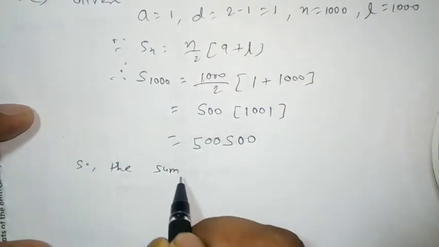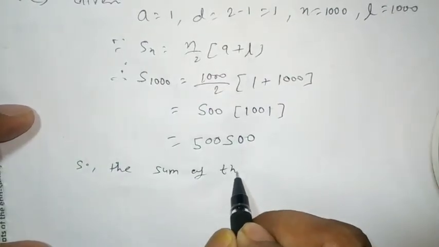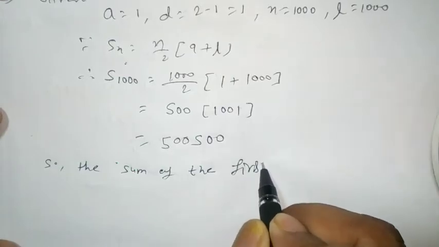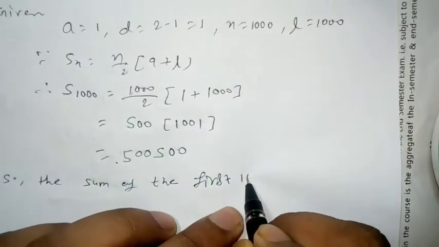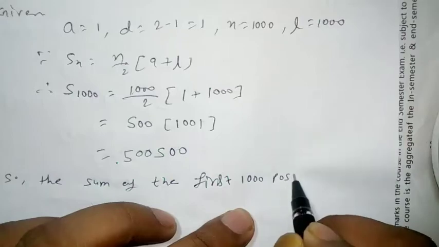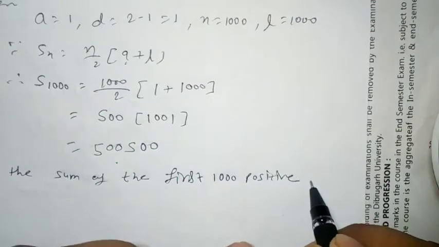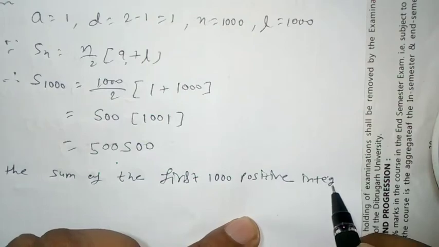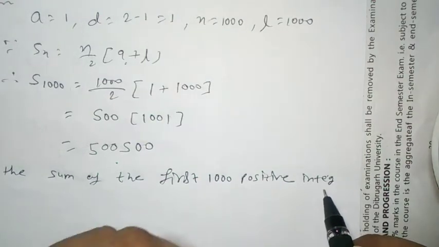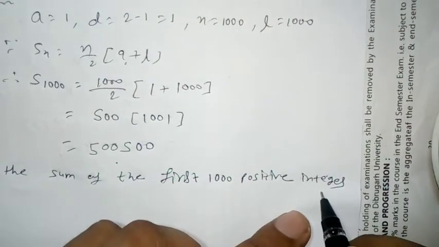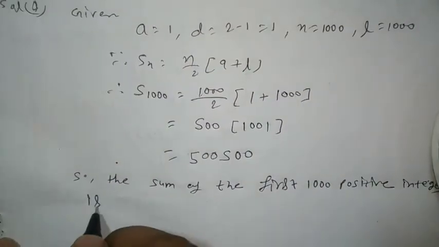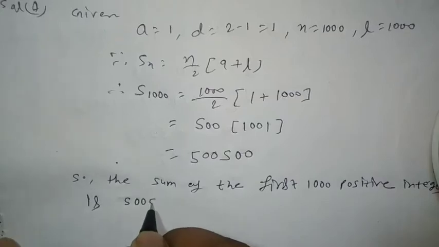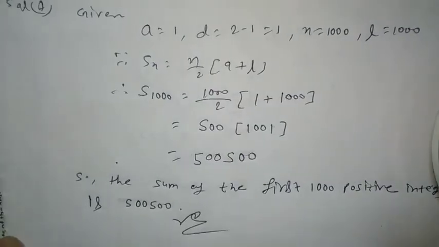So the sum of the first 1000 positive integers is 500,500. Answer.